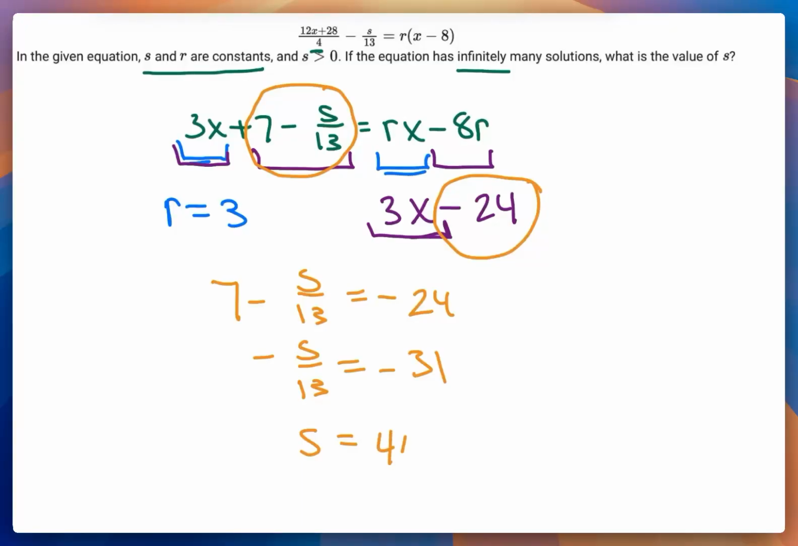All right, so S is 403, and that's what we were looking for. And we are done with that one.